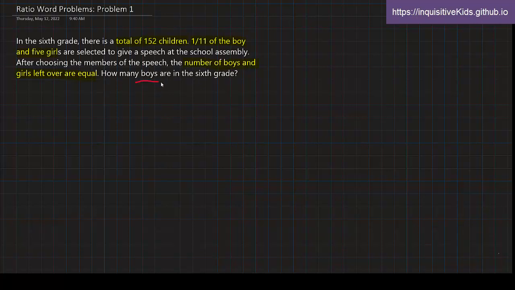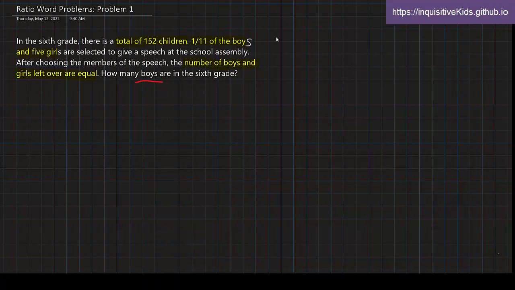Let me first clarify one thing. When it says that 1/11 of the boys and 5 girls are selected, it doesn't mean that there's an equal amount of boys and girls selected. It's just saying that 1/11 of the boys. So it doesn't necessarily have to be the same thing. Okay, so that's just one thing to keep in mind.